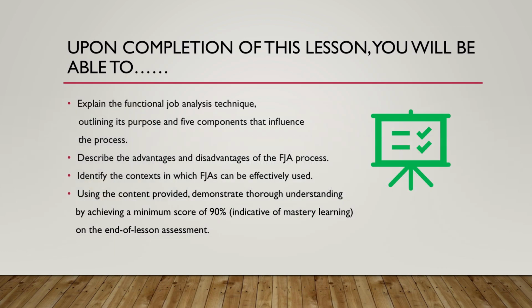Upon completion of the lesson, you will be able to explain the functional job analysis technique, outlining its purpose and 5 components that influence the process. Describe the advantages and disadvantages of the FJA process. Identify the context in which FJAs can be effectively used, and using the content provided, demonstrate a thorough understanding of the context by achieving a minimum score of 90% on the end of lesson assessment.